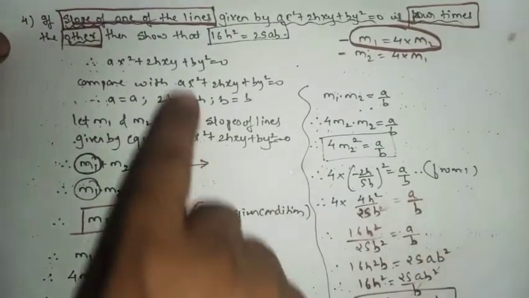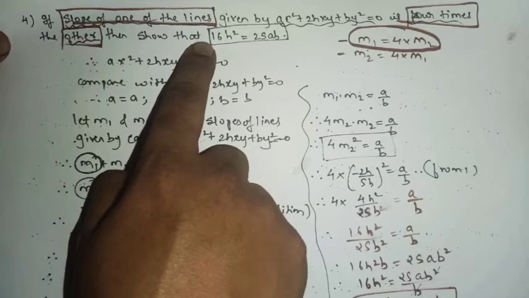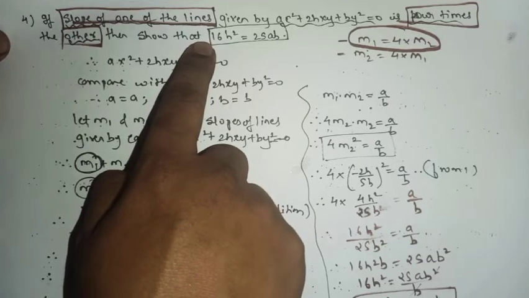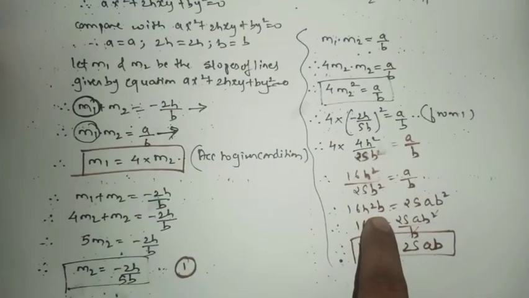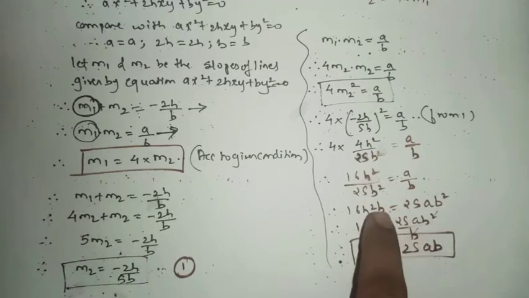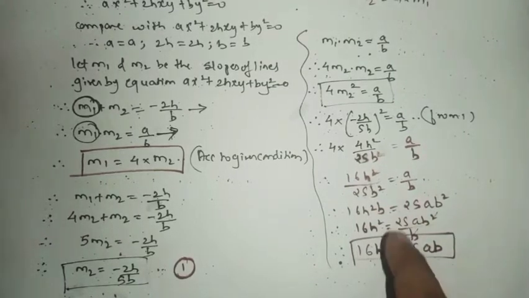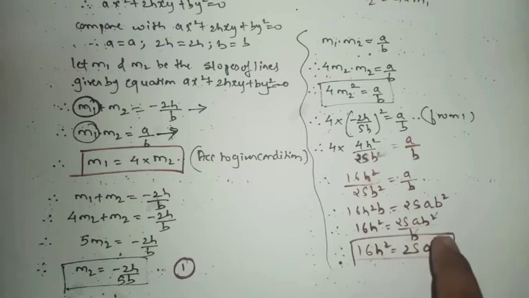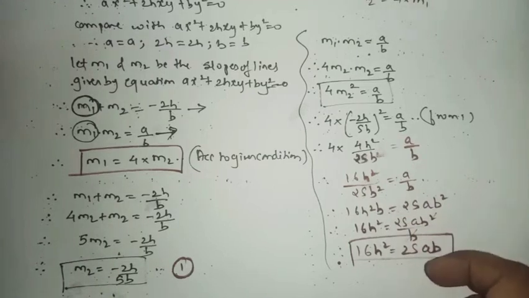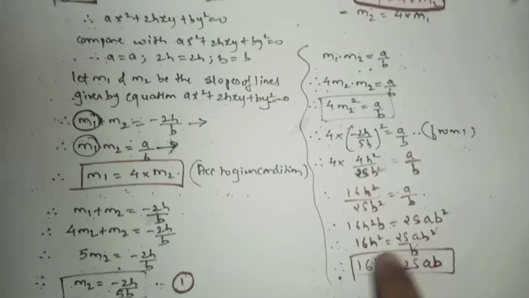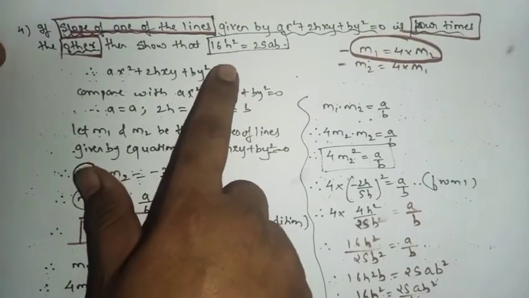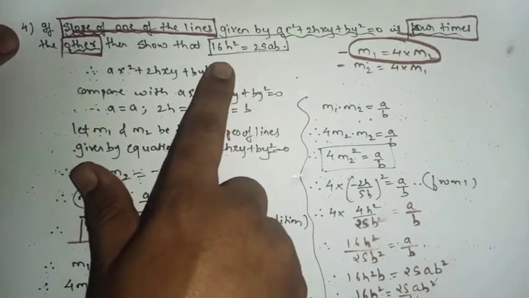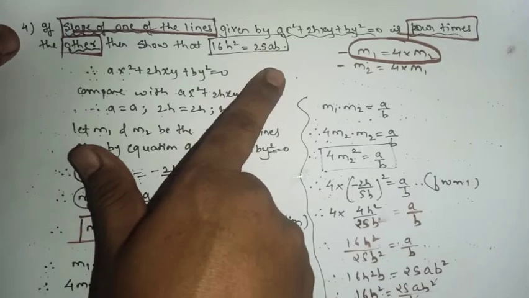As we saw in the show that we required 16h square only. Okay, it is 16h square, it is not 16h square b. So what I did here: shift this b down, cancel one b, so you will be left with 16h square equals 25ab. That's the final answer which we have to show. So here we got 16h square equal to 25ab.